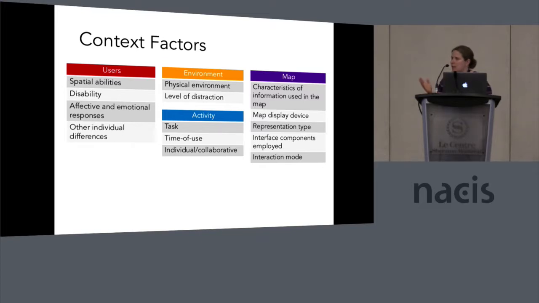So for users, some of the things that we identified as being potentially important, and things that we don't know enough about already about map use, include things like spatial abilities, right? We know that everybody here probably has a friend who seems to be completely incapable of either finding their way in the real world or using a map to support that navigation.